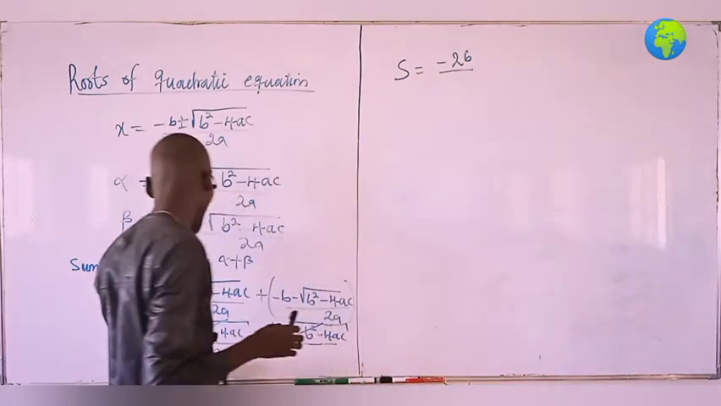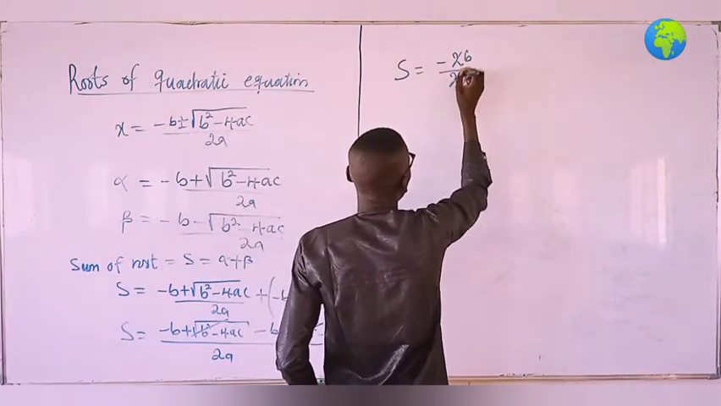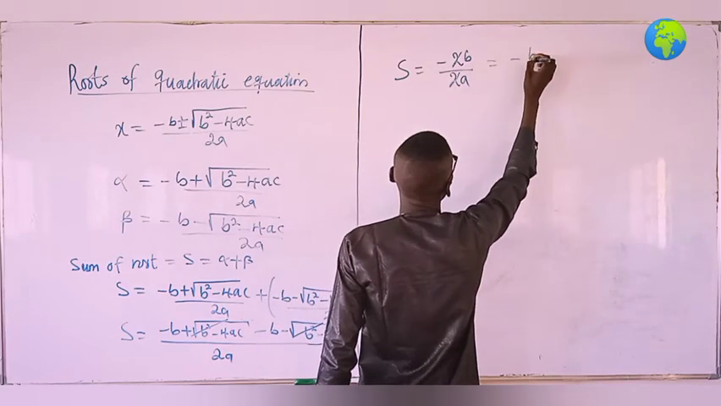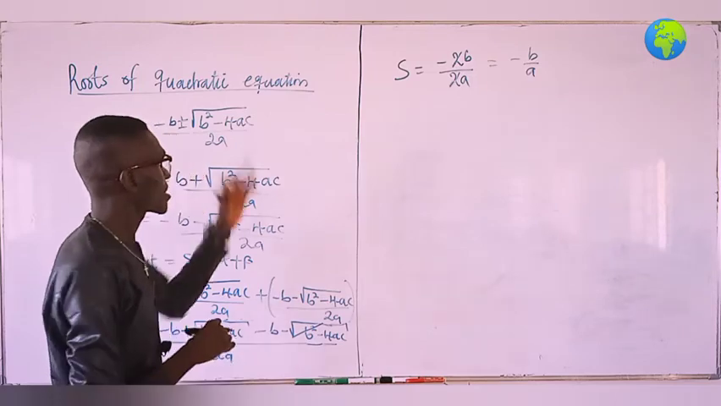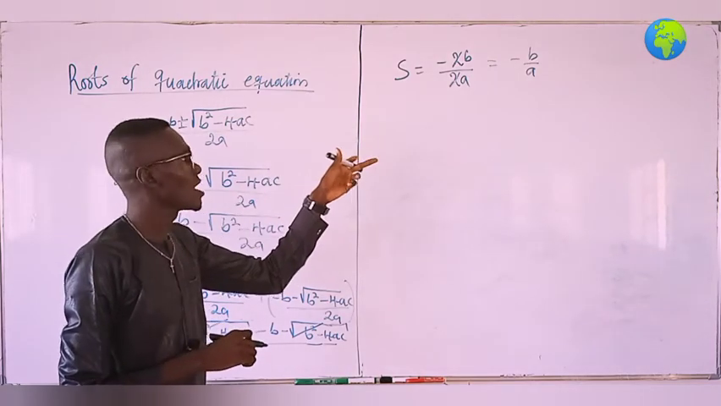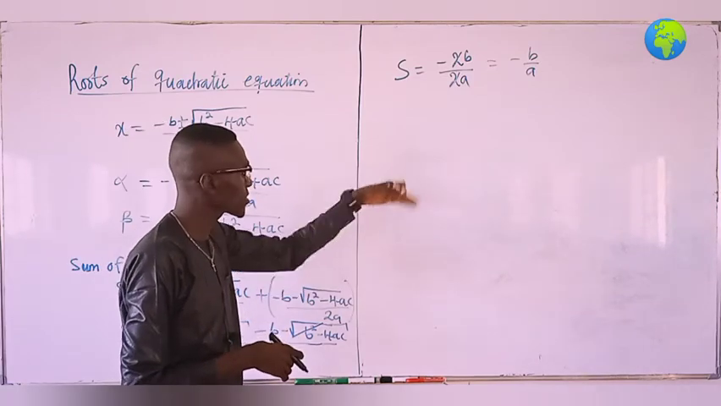What do we have here? We have 2a. So that means this is over 2a. 2 can cancel 2. So I'm going to have my s to be minus b over a, right? That is going to be the sum of roots. So after talking about sum, I was also talking about product of the root. Let's just do it straight.